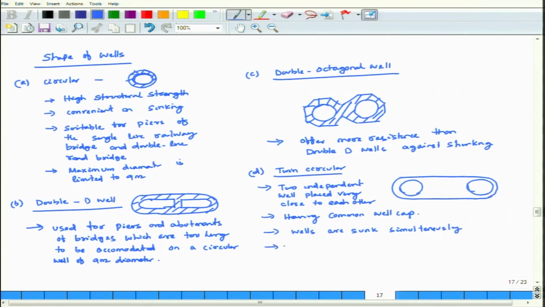It is used when the depth of sinking is small and the bearing capacity of soil is high.